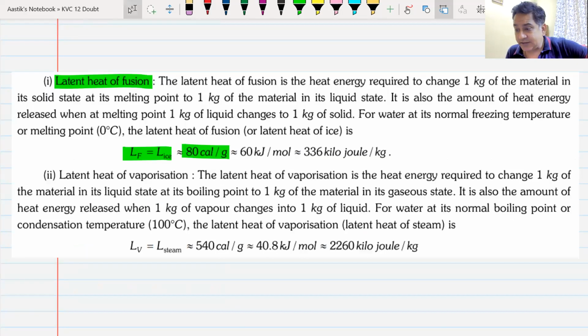Now the next thing is latent heat of melting, or latent heat of fusion. It is the heat required to change the state from liquid to solid or solid to liquid. For water, it is 80 calories per gram. Latent heat of vaporization is the heat required to change the state of 1 kg or 1 gram from liquid to gas or gas to liquid. For water, this value is 540 calories per gram. Do we understand this?